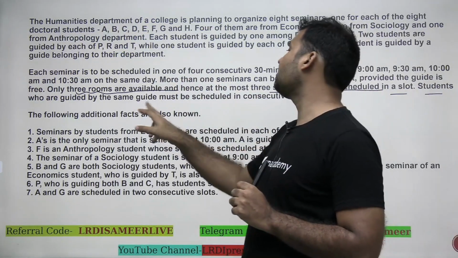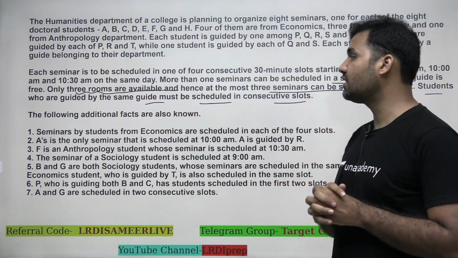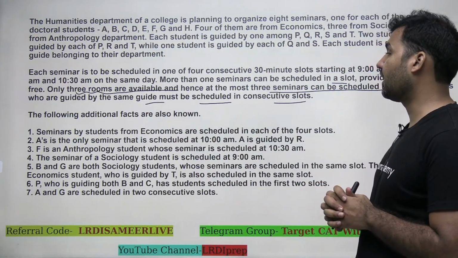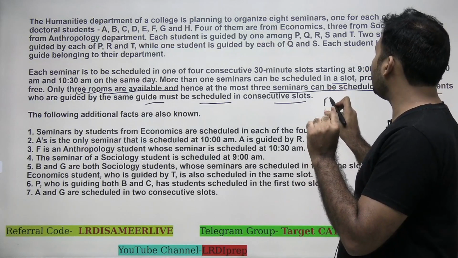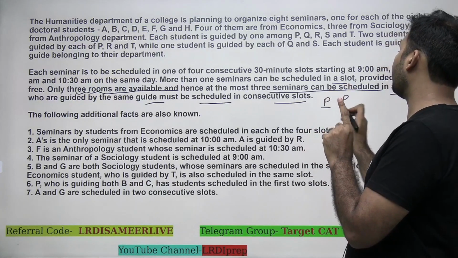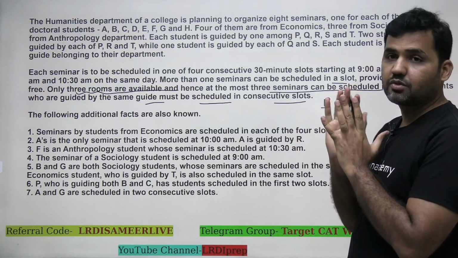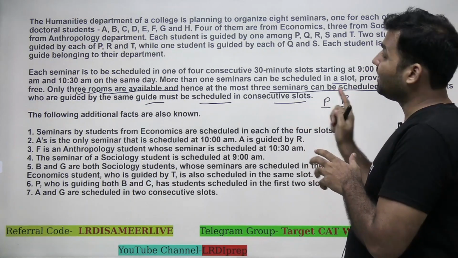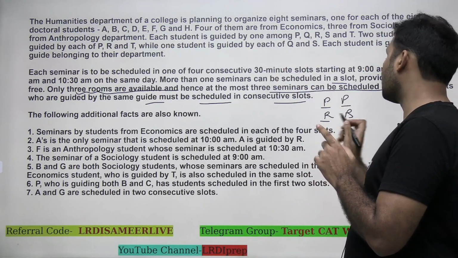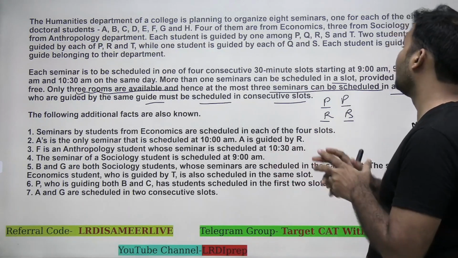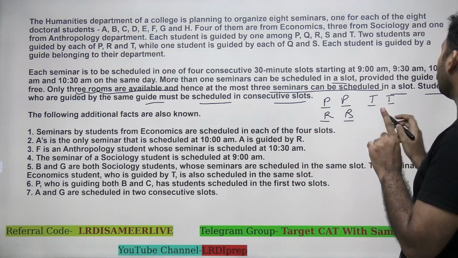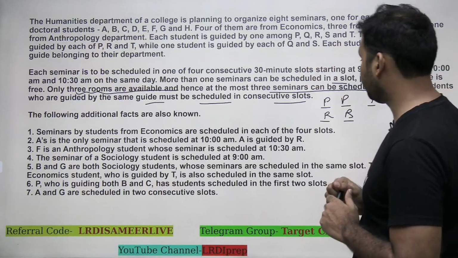Students who are guided by the same guide must be scheduled in consecutive slots. For example, it's given that P is guiding 2 people, so both of the people guided by P must be in consecutive slots. Similarly, R is also guiding 2 persons, so both of the persons guided by R must be in consecutive slots. T is also guiding 2 persons, so both of these slots must be consecutive. Then Q is guiding only 1 person, S is also guiding 1 person.